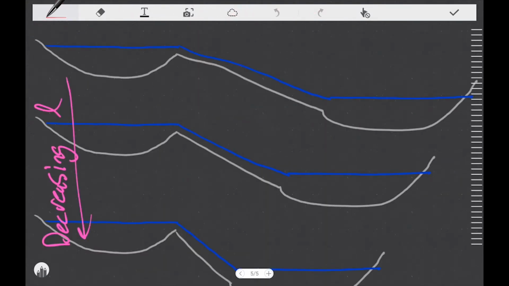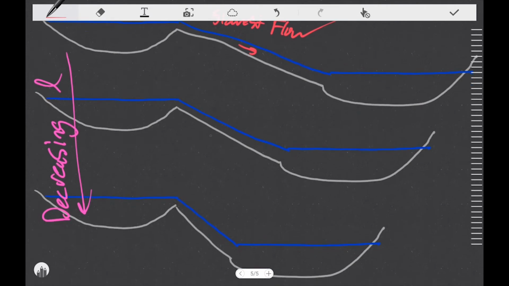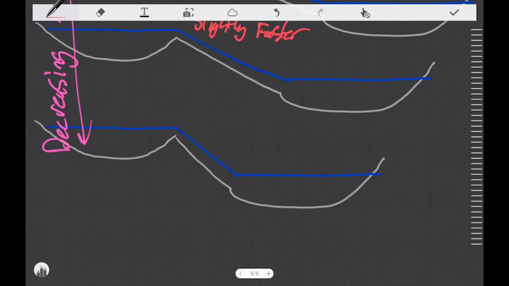So you can say the same thing about decreasing the length of the river, L. In the top case here, we have a river that's separated by a long distance, and so I would expect to see the slowest flow in that river. Just below it, I've shortened the distance of L a little bit, and I would expect to see a slightly faster flow. And in this bottom example, we have the lakes separated by a very short river, and I would expect to see the fastest flow here.